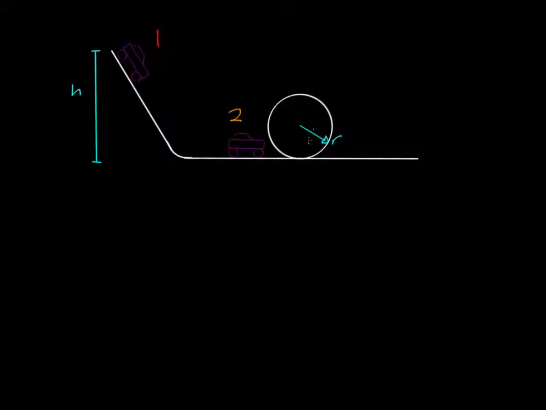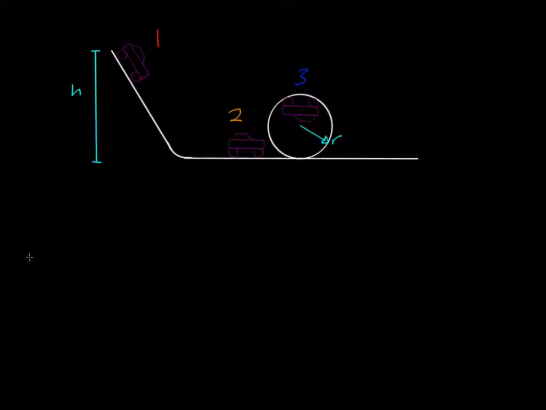And then the car is going to enter the loop. It's going to lose some of its velocity as it goes up and around, and it's going to pick the velocity back up as it exits the loop and comes back down. Okay, so there it is at the top of the loop. We're going to call that point 3. So our task is to figure out how high we need to make h so that the car makes it around the loop and does not fall off.